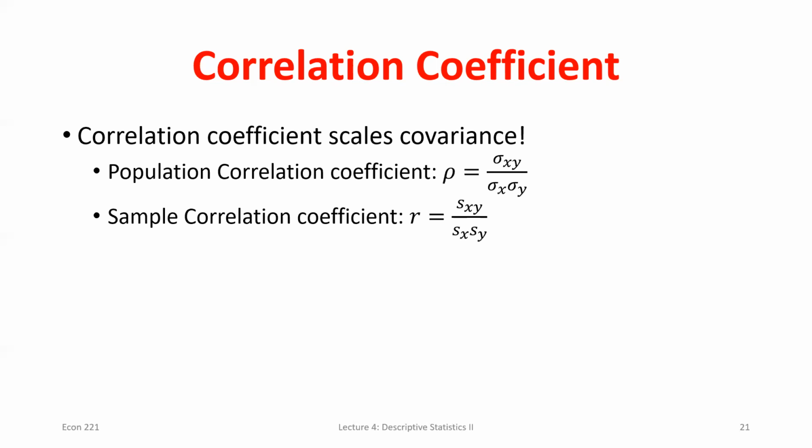So all we're going to do is take the covariance between those two variables and divide it by the standard deviation of each variable. If it's for the population, I'm just writing this notation out for the population, we call that correlation coefficient rho. If it's for a sample, we call it R, so we're using the sample versus population notation.